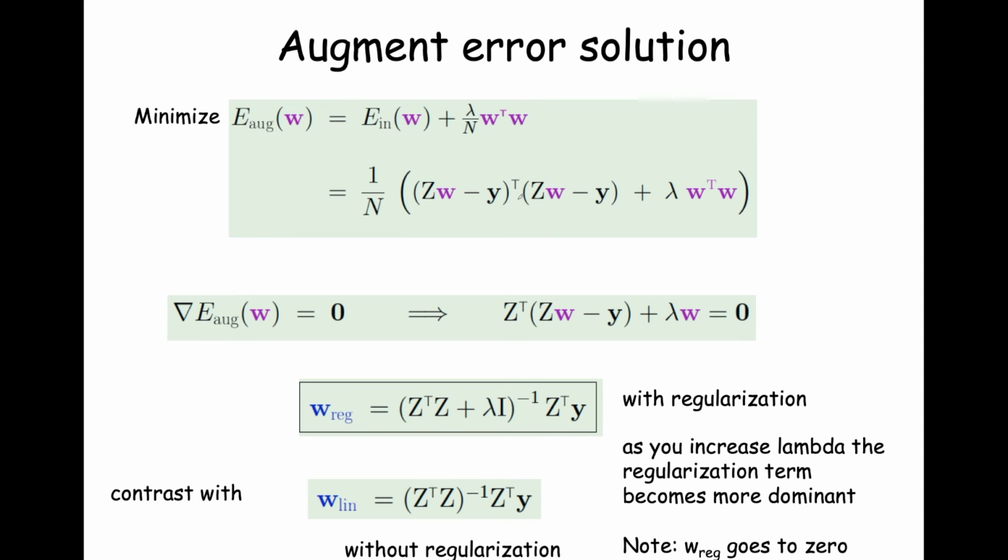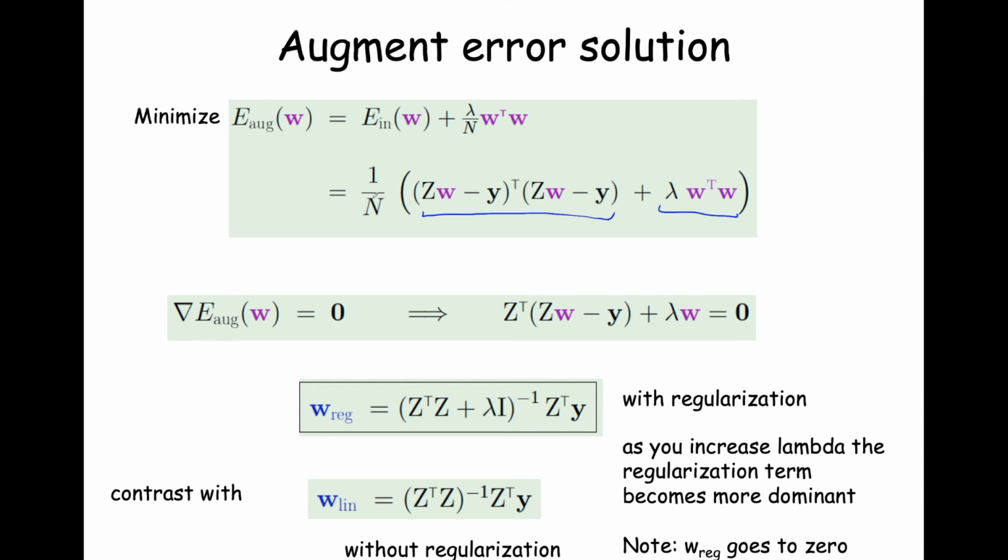And so let's take a look at our augmented error solution. Now, of course, for in-sample error, we have 1 over n, and we have a 1 over n for the penalty term. So we can collect that common 1 over n, and we have our in-sample error from before, and then we have our penalty term. Now, of course, if we take the gradient of this augmented in-sample error, E_aug, and set it to 0, we get the following result.